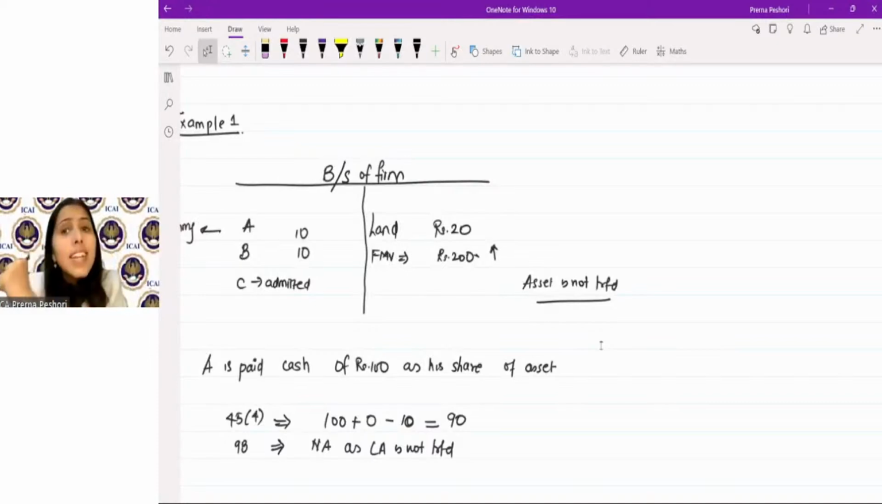The firm has not yet realized 200. The firm has not sold the land. In 9B, when the firm is transferring the asset, the firm has realized the amount. In 45(4), the firm has not realized the amount. The income is of whom? Partner. But it is chargeable in the hands of whom? Firm. The liability is shifted to the firm. The firm has not realized the fair market value of the land because it has not sold the land, it has just done the revaluation. The partner is taxed on the realized gain, right? But the liability is shifted in the hands of the firm.